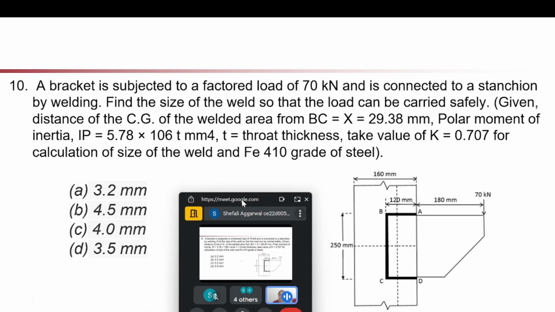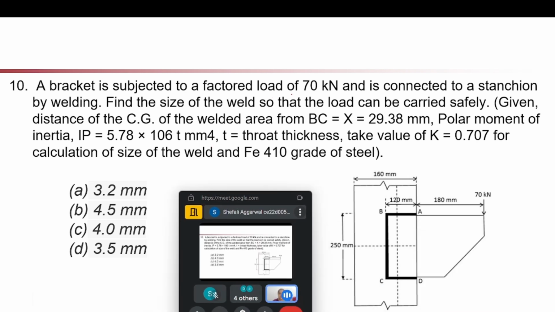It is given as a bracket is subjected to a factored load of 70 kilonewton. So our P value is 70 kilonewton and is connected to a tension by welding. So this is our welding provided. Find the size of weld so that the load can be carried safely. So what all other values are given: the distance of CG of the welded area from BC.